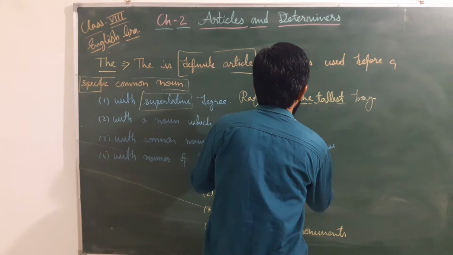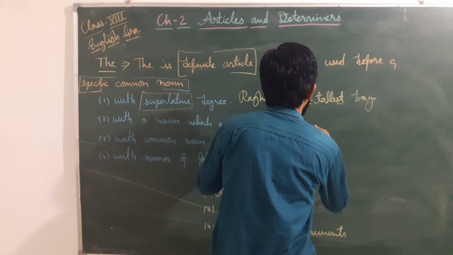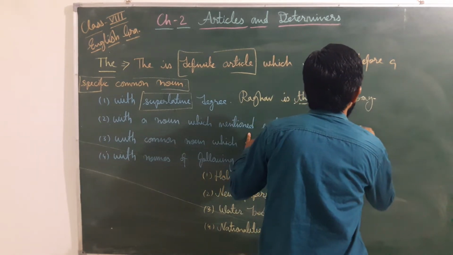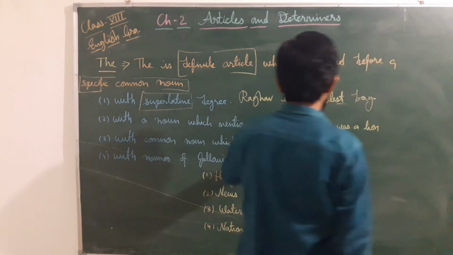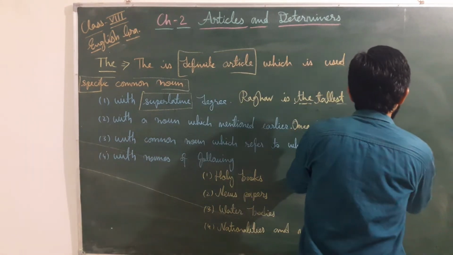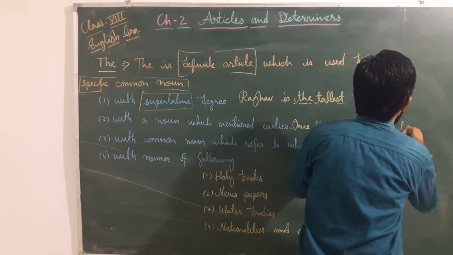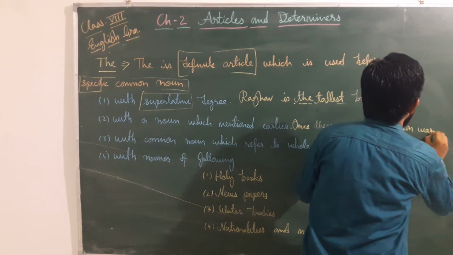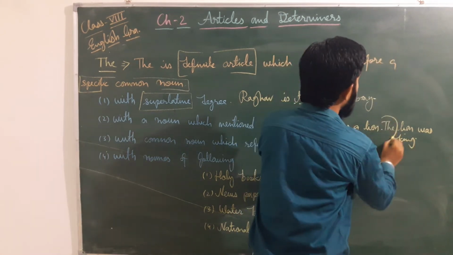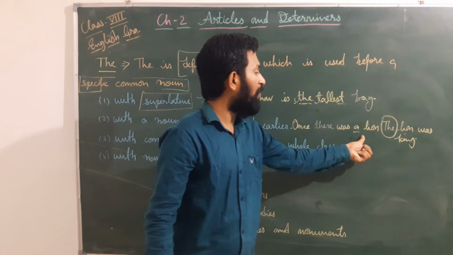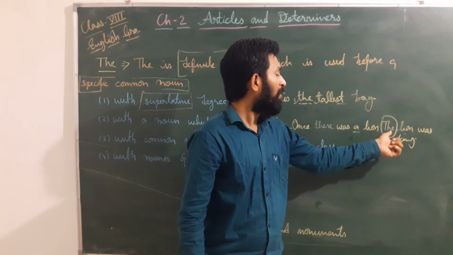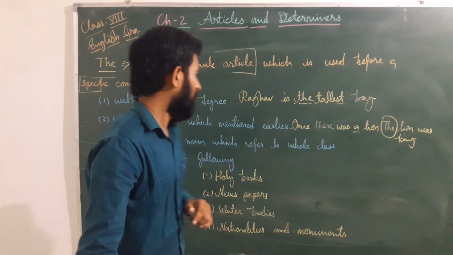Like, once there was a lion. Okay, once there was a lion. Here what do we write? A. After that, the lion was king. And here before lion we have to mention the, because that noun is already mentioned earlier in a sentence, and again we have to mention that type of thing with the only.